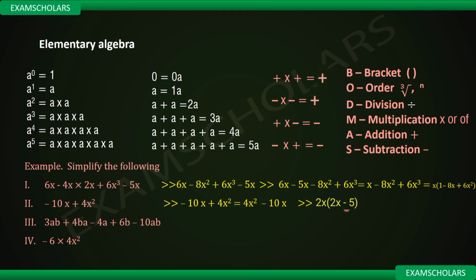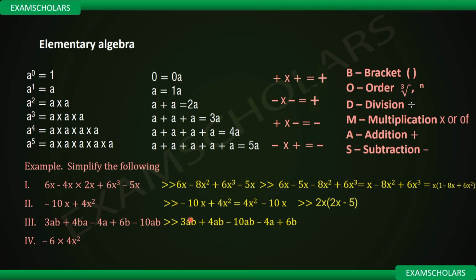That's all. Now let's move to number 3, which is quite interesting. The third question here. To solve this, I intentionally put this question. 4ba is still the same thing as 4ab. They are the same. So let's collect our like terms. Collecting your like terms, you are going to have your 3ab plus 4ba. Then you have your minus 10ab, which is here. Then what do you have next? Minus 4a, what you have here, plus 6b, what you have here.